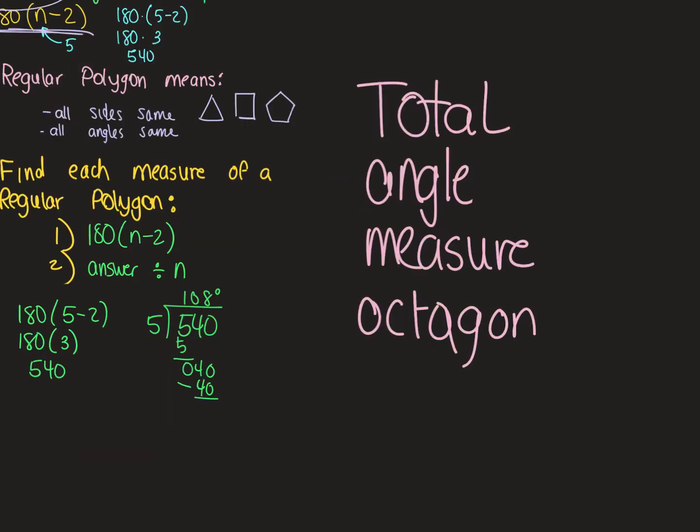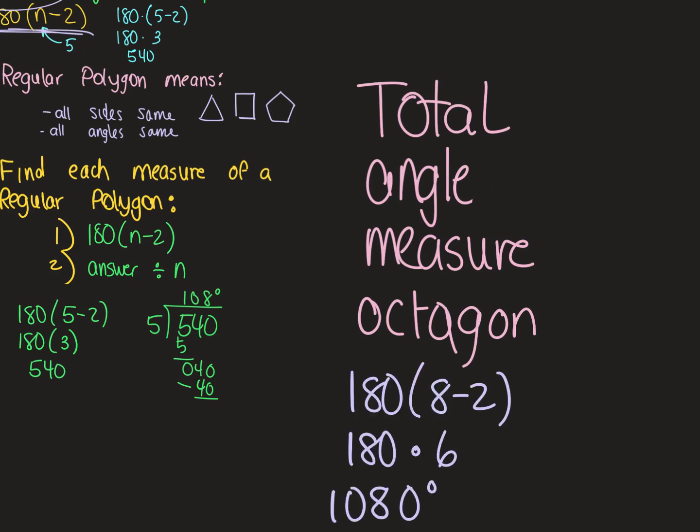Okay, your last 2 questions are going to be similar. The first one is going to be find the total angle measure of an octagon. Use the rule and find the total. Did you get 1,080? 180 times 8 minus 2 is 180 times 6, which is 1,080.